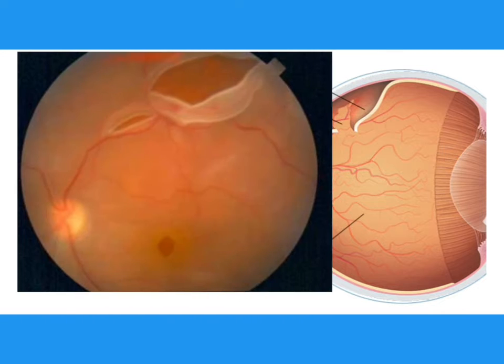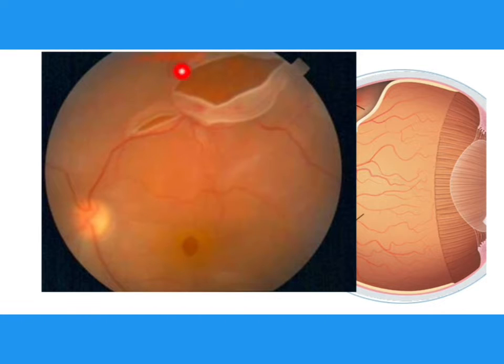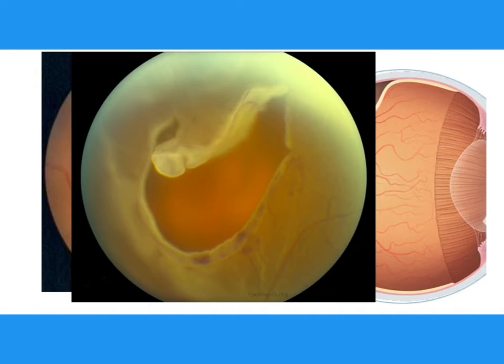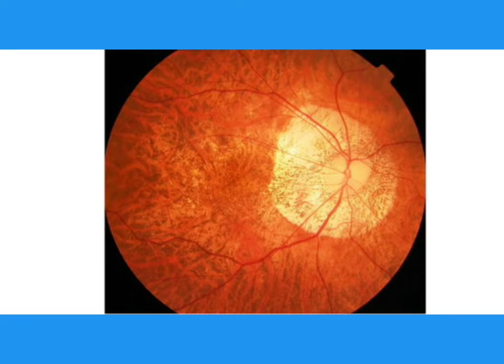Okay, so here you can see that there is a giant retinal tear, so that the vitreous can get into this hole or space, and after that the retina will get separated from the underlying layer. Here also you can see a typical horseshoe tear. This is called horseshoe because it looks like a horseshoe. Okay, so what causes rhegmatogenous retinal detachment?